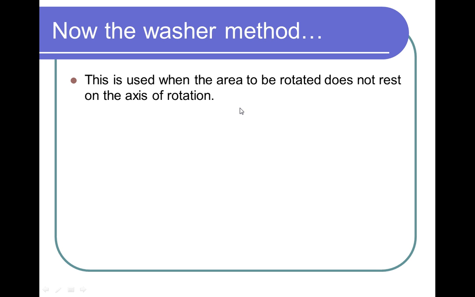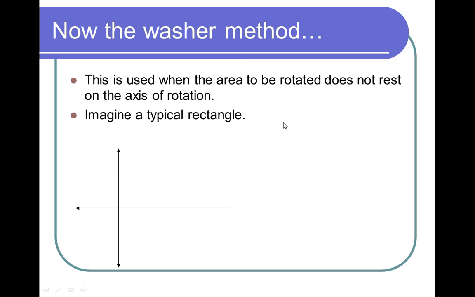If the area that we're talking about does not rest on the axis of rotation, so every example that we've done up until now, the area actually stops on the axis of rotation. But that doesn't always happen, so we need to have a plan for that. Okay, so let's say we've got your typical rectangle, but it does not rest on the x-axis, but I still want to rotate around the x-axis. Well, what's that going to look like? It's not going to look like a disk like we had before.